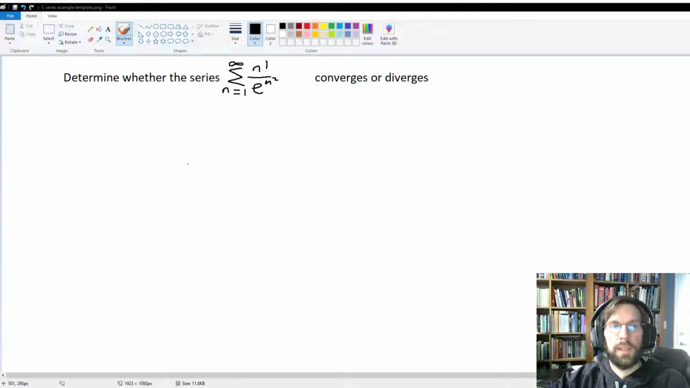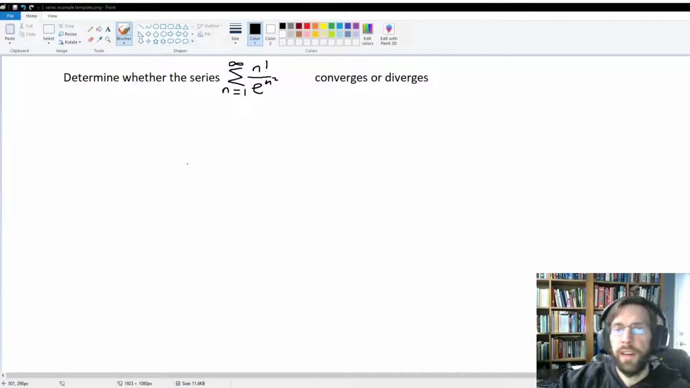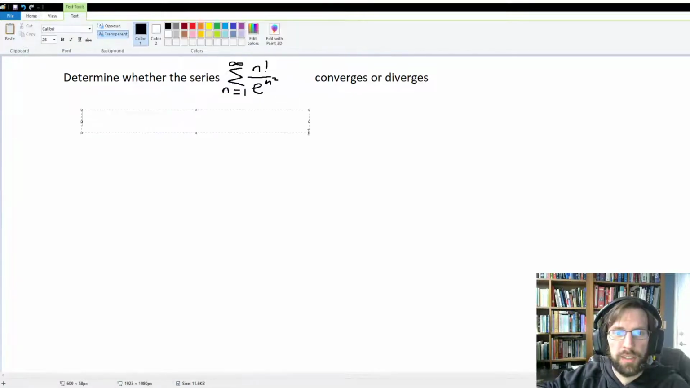Okay, so in this example, we are going to determine whether the series sum n equals 1 to infinity of n factorial over e to the n squared converges or diverges. Okay, so again, this is not a geometric series, not a p-series, and seeing the factorial and the exponential is a really good hint that we want to use the ratio test.